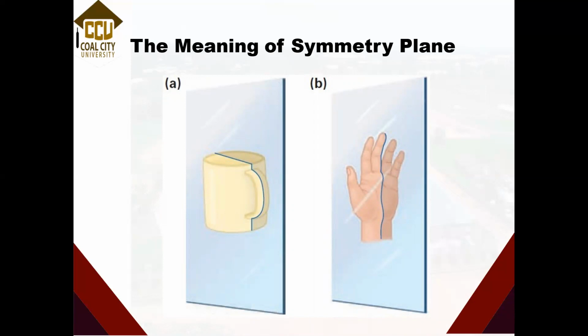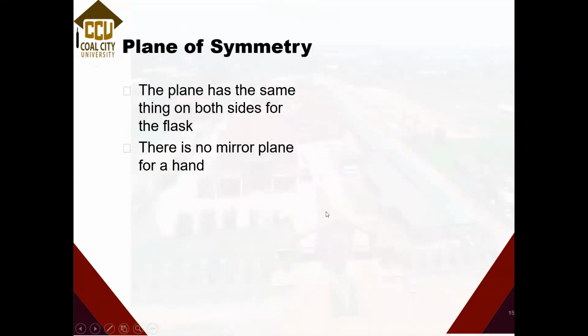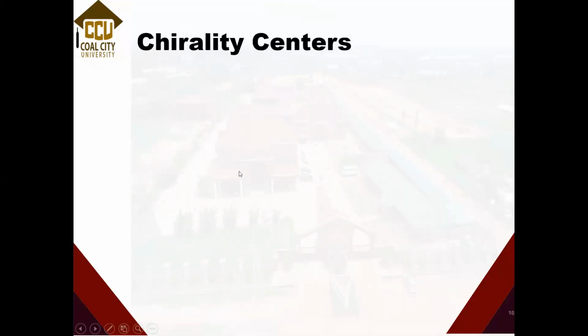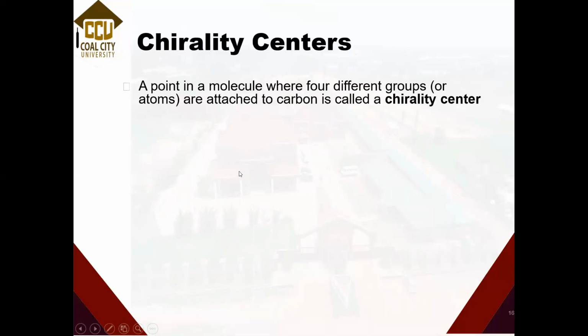So the hand does not have a plane of symmetry. That is, it is chiral, whereas a cup of this nature has a plane of symmetry and it is achiral. The plane has the same thing on both sides for the flask. There is no mirror plane for the hand. That's what I just explained. So a chirality center is a point in a molecule where 4 different groups or atoms are attached to the carbon. That is called a chirality center.